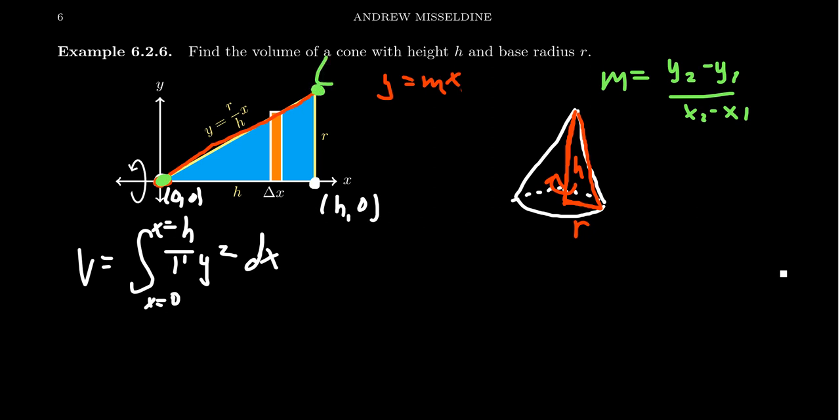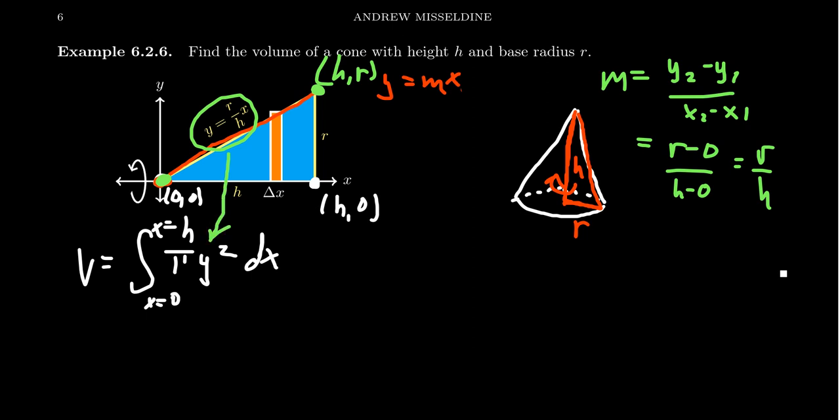This is going to be a point which has h as its x-coordinate, and its y-coordinate is going to be r. So basically, we're going to run a similar triangle type argument here. You're going to end up with r minus 0 over h minus 0, so your slope is r over h. And so, as captured in our diagram, the label right here is y equals r over h x.